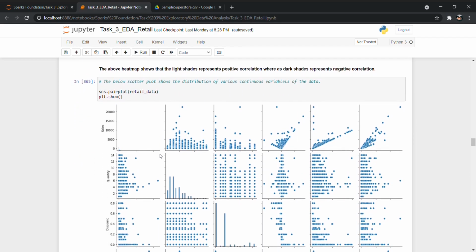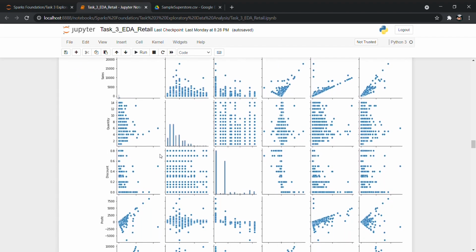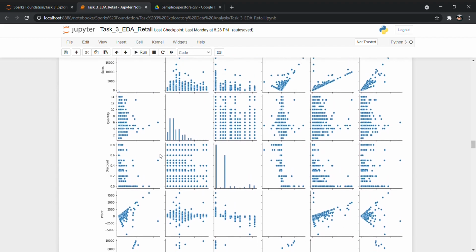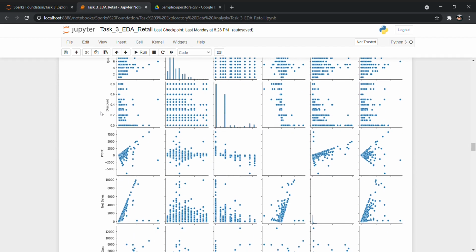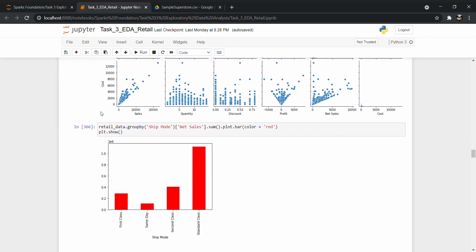Then I have obtained a scatter plot of all the continuous variables. The variables are sales, quantity, discount, profit, net sales and cost.